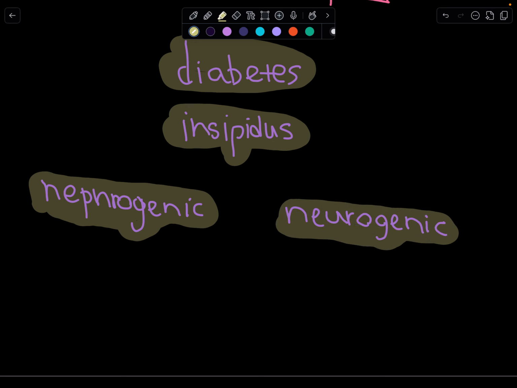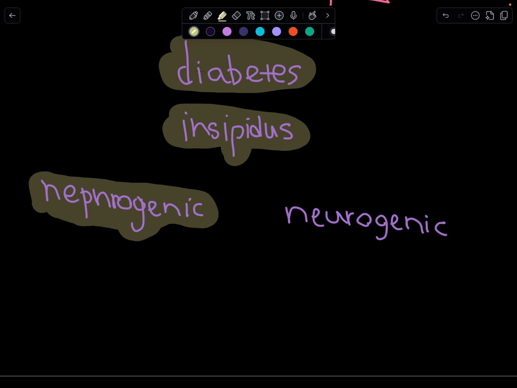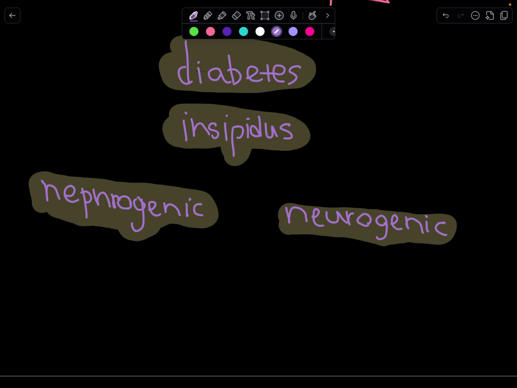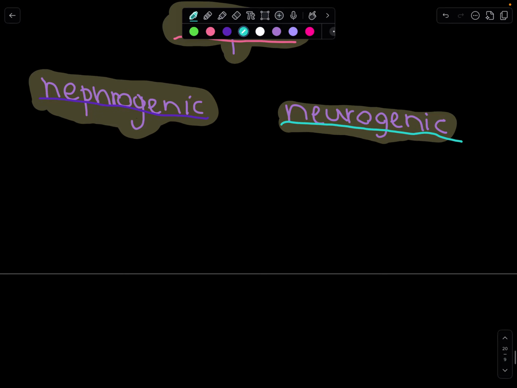There are two main types: neurogenic or central DI, caused by insufficient ADH production in the hypothalamus or pituitary, due to trauma, tumors, or genetics, and nephrogenic DI, where the kidney's V2 receptors in the collecting duct don't respond to ADH from genetic mutations, drugs like lithium, or kidney disease. In neurogenic DI, the body can't signal water reabsorption. In nephrogenic DI, the signal is ignored, both resulting in dilute urine and dehydration.